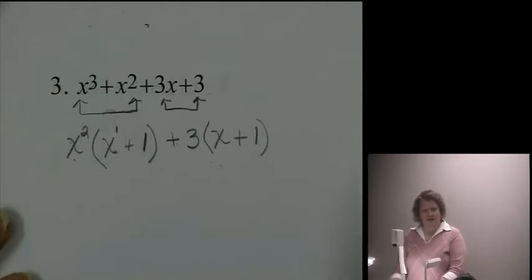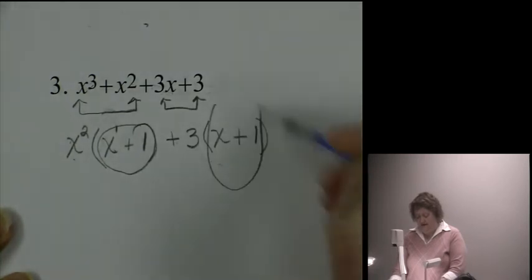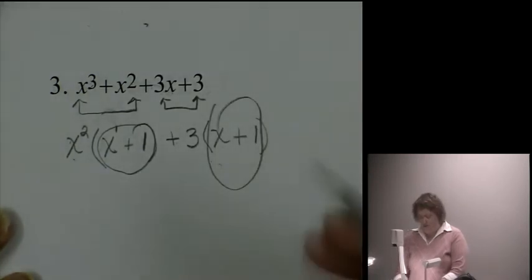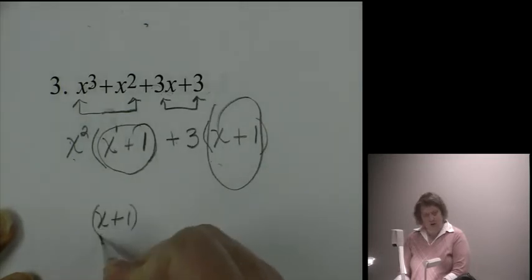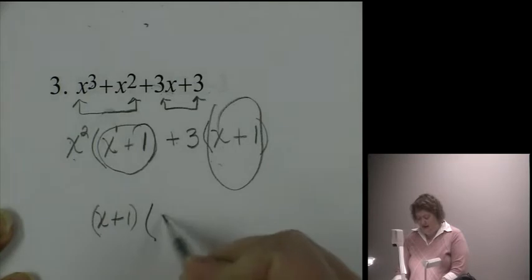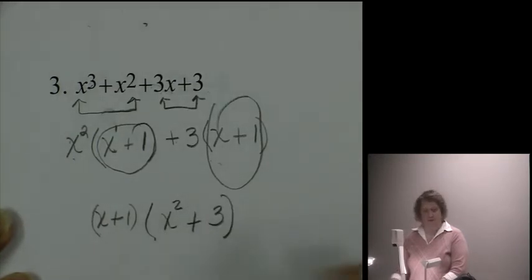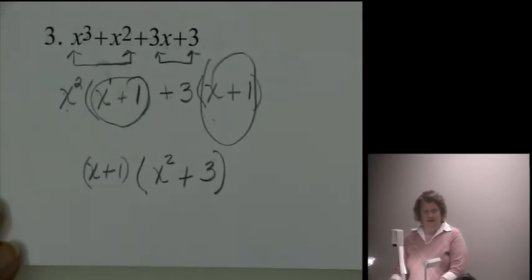But now, what do we see? We see that we have that common factor of x plus 1. So we want to write down the common factor of x plus 1, and then what do we have left? We have left x squared plus 3. And we have factored this out.